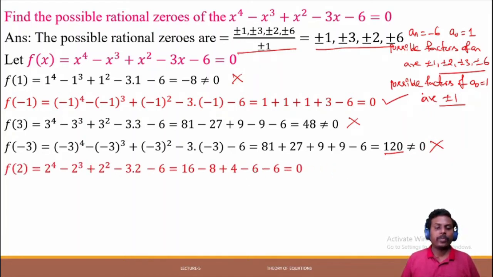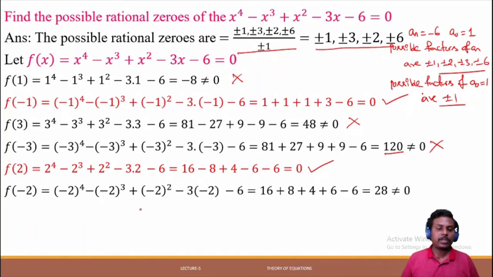Now f of 2. F of 2 is equal to 0, so 2 is a root in this particular case. Next, f of minus 2. F of minus 2 is minus 2 to the power 4 and so on, and this value is equal to 28. This 28 is not equal to 0, so minus 2 is not a root. Okay, and f of 6 is not equal to 0 anyway. F of minus 6, if you compute, you can also see this is not equal to 0. So 6 and minus 6 are also not roots.